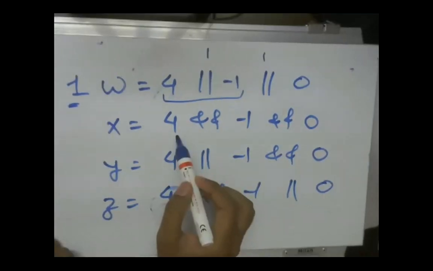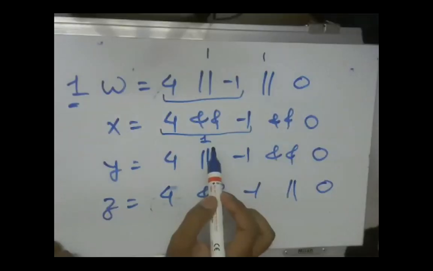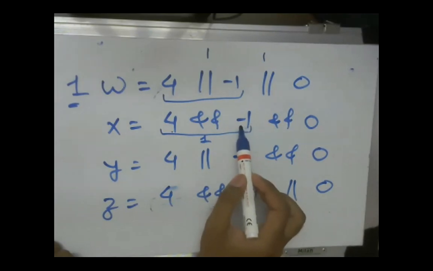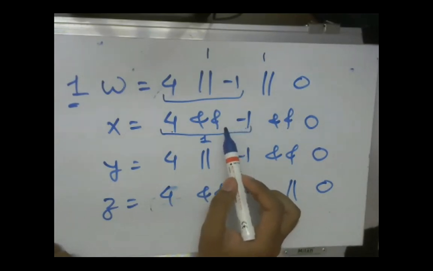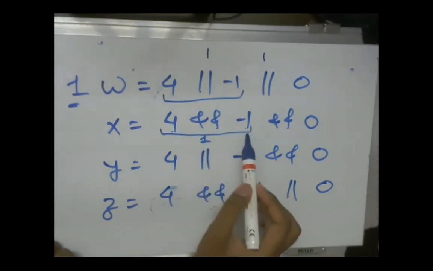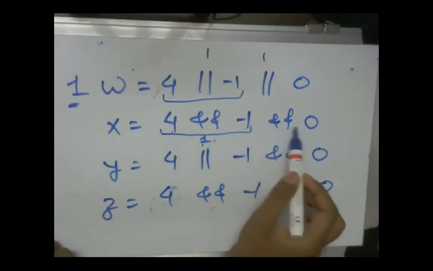Next one is 4 AND with -1. 4 is true, and -1 is also true, because only 0 is false. So true and true is true, which is 1. And 1 and 0, true and 0, is 0. So X is 0. Now the next one is 1 OR with -1.